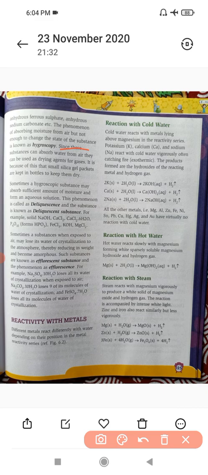If a gas is produced, suppose hydrogen, a little bit of water molecule is present in it as a byproduct. That water molecule will be absorbed if a hygroscopic substance is there, because it has the tendency to absorb water molecules. So pure hydrogen gas we can collect. That's why they are used as drying agents for gases.